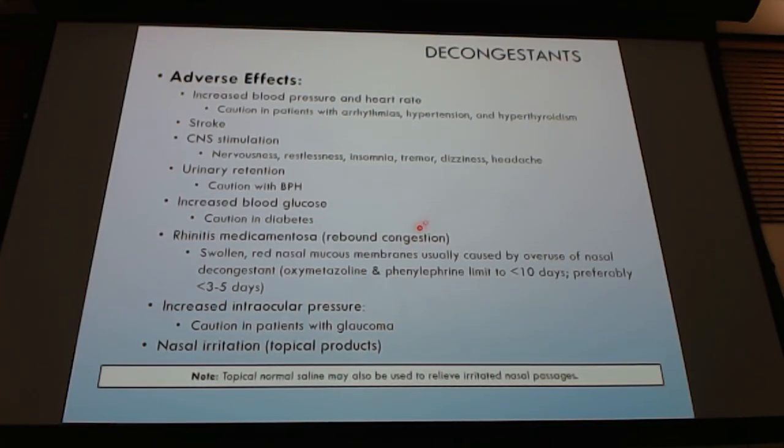That rebound congestion, this is what we were talking about with our topical and our nasal formulations, okay? So the 10 days versus your 3 to 5 days. And then with your increased ocular pressure, kind of the same thing, going along the lines with your urinary retention as our mechanism for that. And then your nasal irritation, more so if they are in the form of a spray.